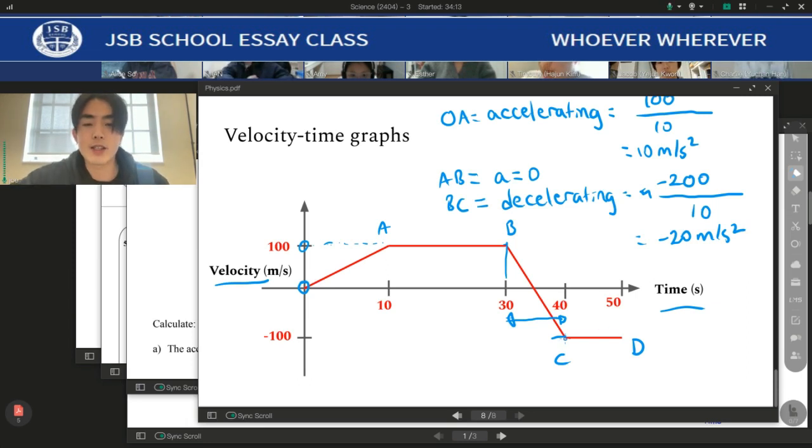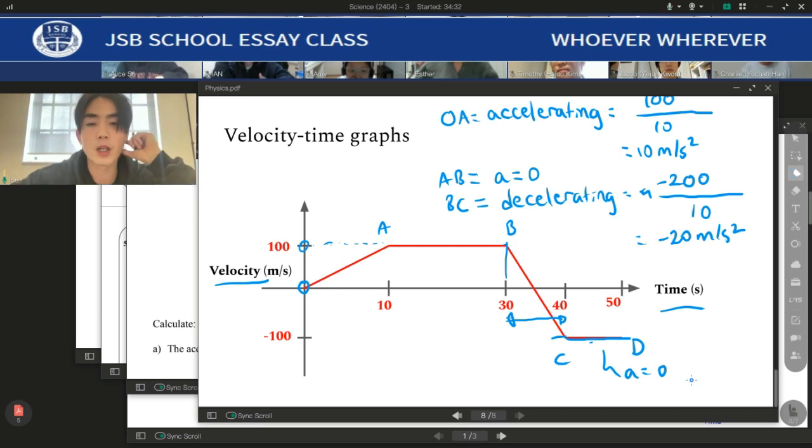And then finally, C to D, this is also horizontal, same as A to B. So that means that the acceleration is 0, same velocity, no change in velocity, just the same constant one. Okay. I know it's quite new for some of you guys, so just try and follow along as best as possible, okay? So right, that's the acceleration.